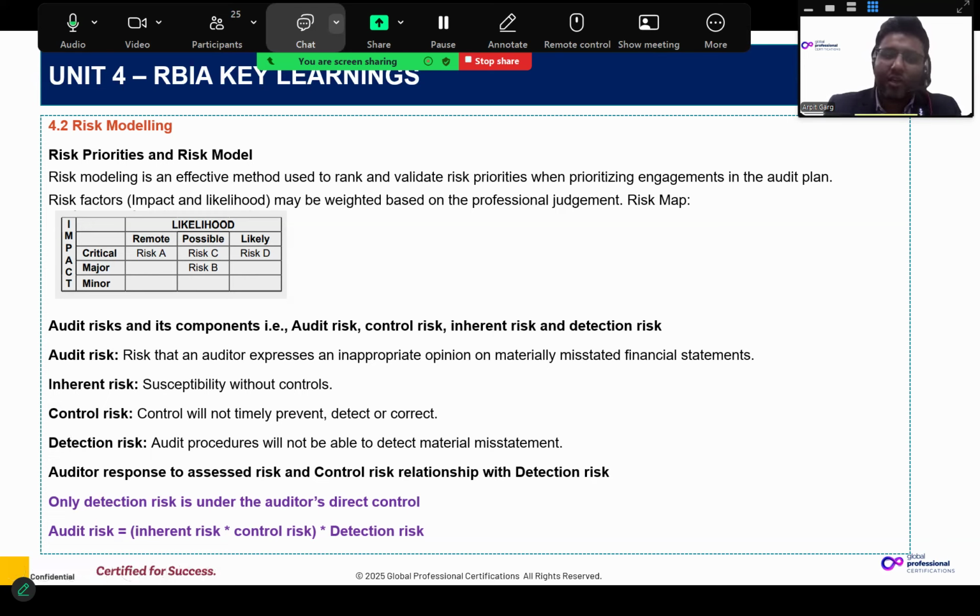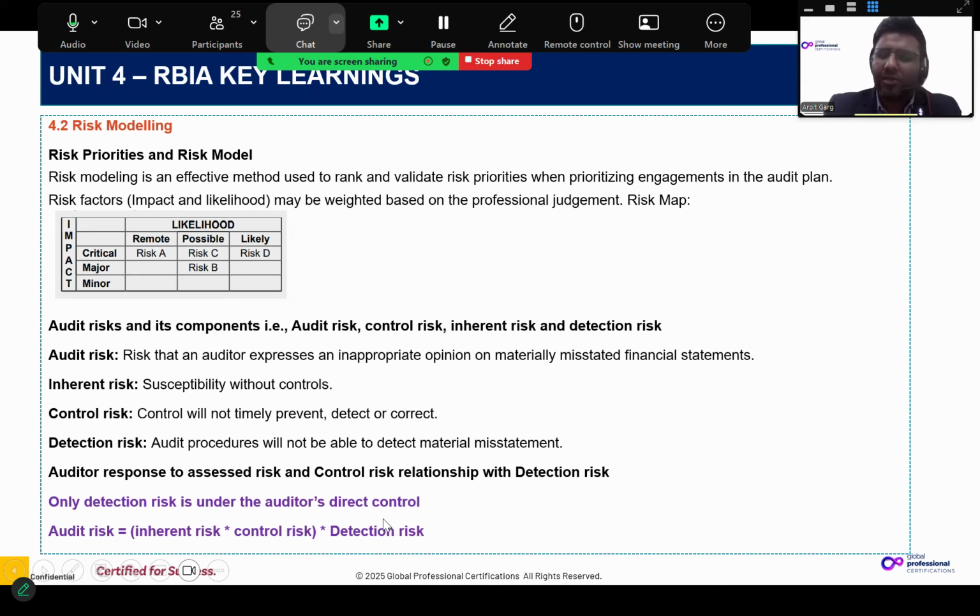As an auditor, can we control the inherent risk of a process? No. Can we control the control risk of the process? Are we responsible to manage the controls? No. But can we do something on detection risk by applying more engagement procedures? Yes, we can. So what is under the control of the auditor? It is only the detection risk. So the auditor responds to assessed inherent risk and control risk in relation to detection risk. Only detection risk is under the auditor's direct control.